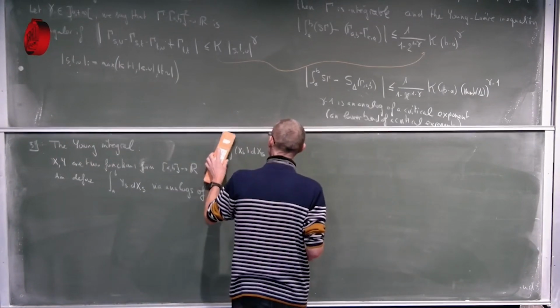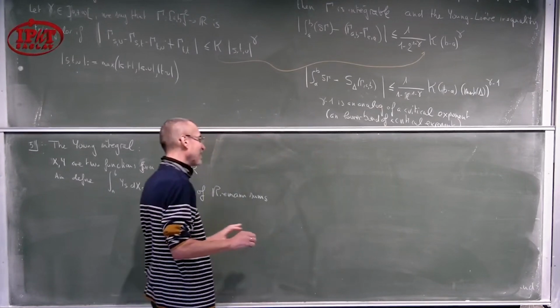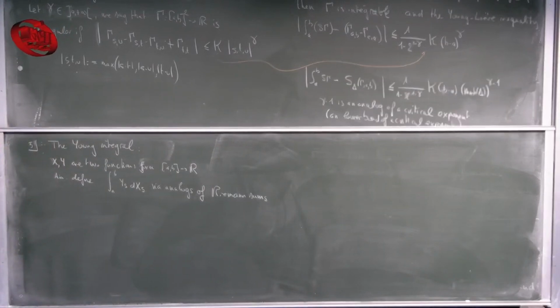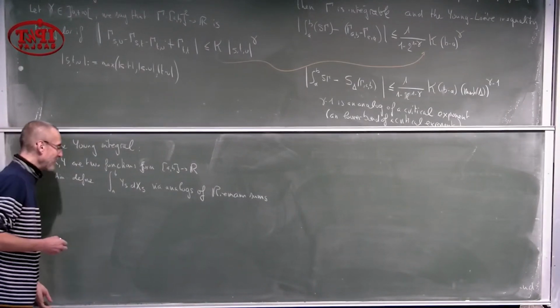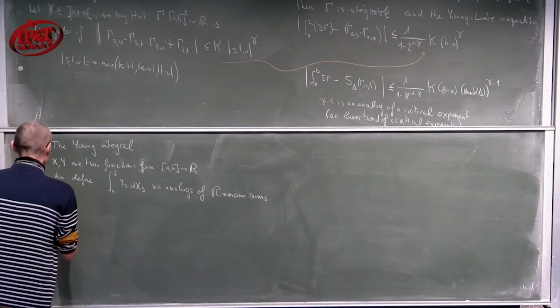So I think the two ways of looking at integrals are a bit orthogonal. Of course, they have in common Chasles' relation when it is defined and things like that. But it's rather different, I would say. We want to define this via analogs of Riemann sums.